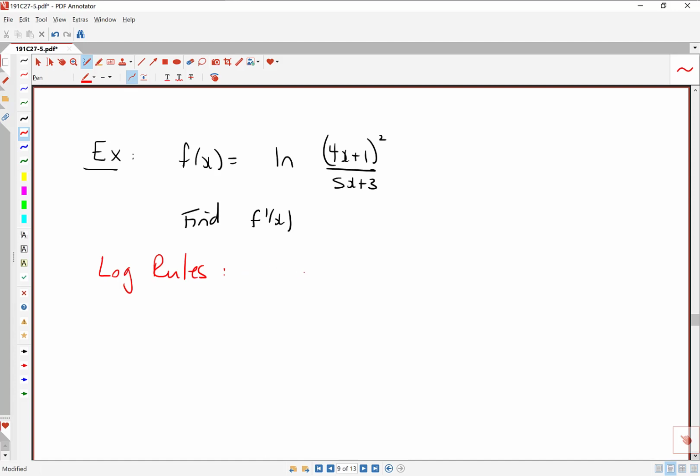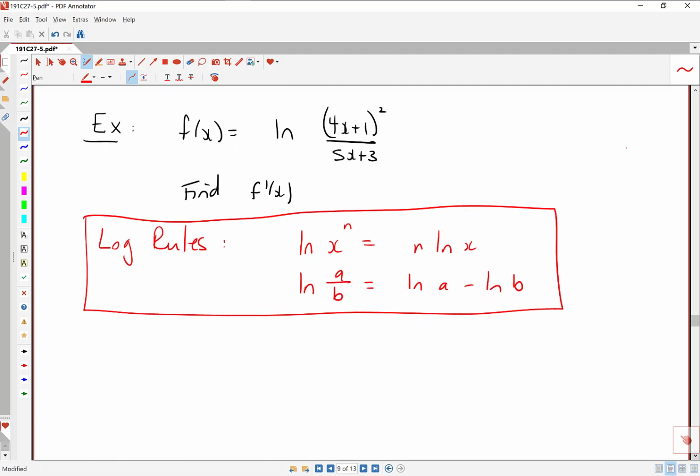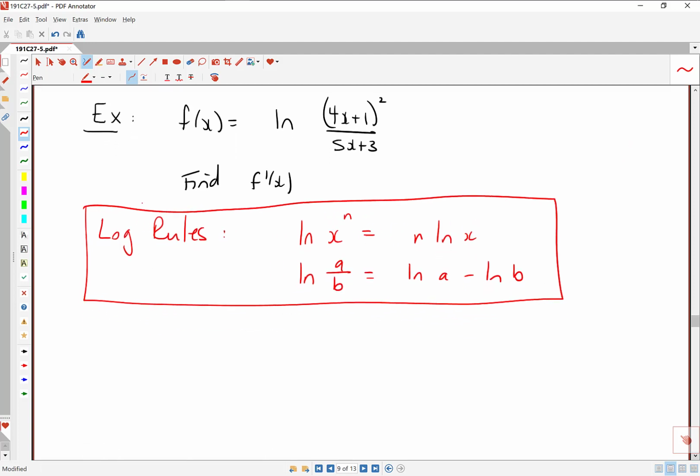So let's remember some of our log rules. I'm going to write this in terms of ln. If you had ln of x to the n, that's the same thing as n times ln x. If you have ln of a quotient, like ln of a over b, for example, we can write that as ln a minus ln b. There is also the product rule for ln, but I don't think it'll come up in this problem. So just to refresh the 2 rules that I think will come into play.